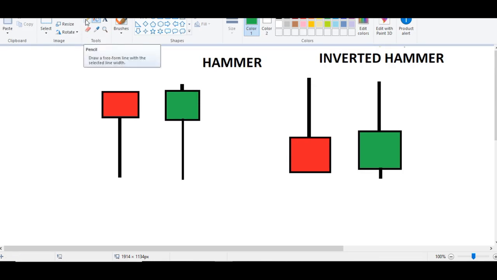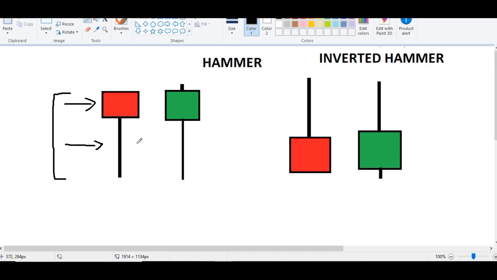Okay, now hammers are very, very important, right? They're very good trend reversal candlestick patterns. Now, how is a hammer defined? If you see the body, it is generally 1/3 of the entire candlestick. So the body is 1/3 and the shadow or the wick is 2/3. And these are generally very good trend reversal candlestick patterns.